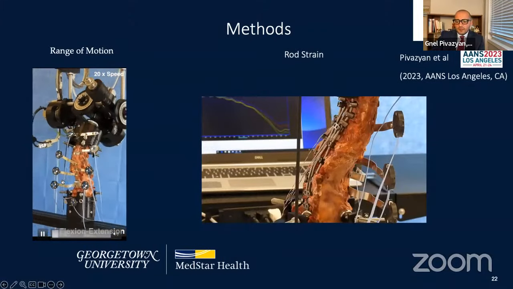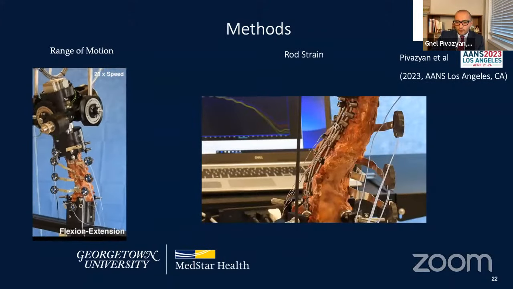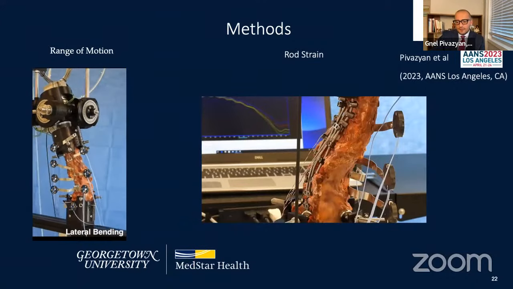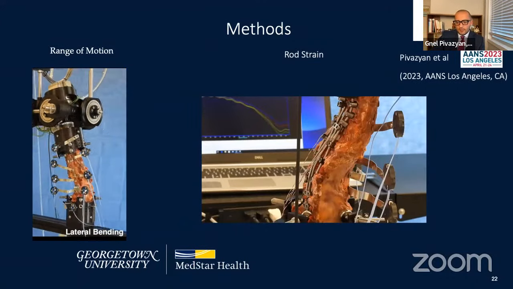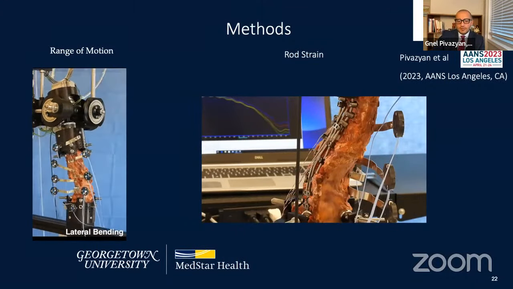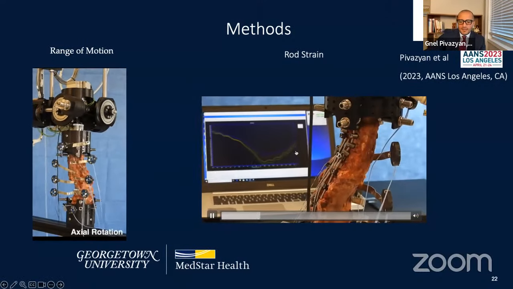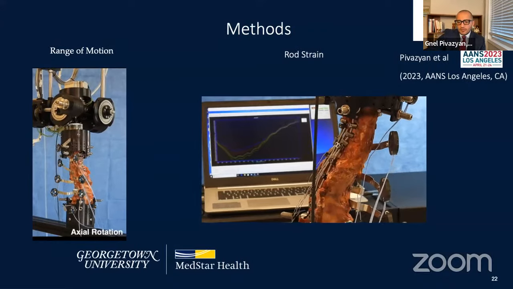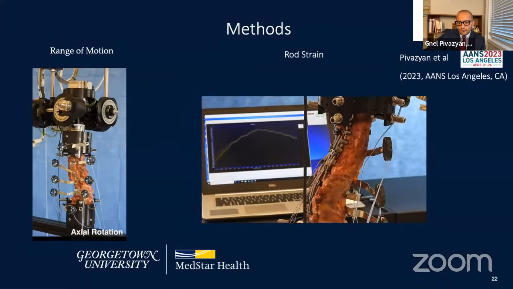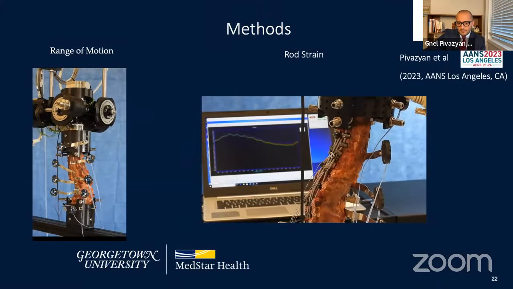On the left side, you're seeing a gimbal apparatus performing flexibility testing on the intact specimen: flexion-extension, lateral bending, axial rotation. The video is at 20x speed. And then here on the right side, you are seeing rod strain measurement as a specimen is subjected to extension and flexion. The screen in the background demonstrates a strain change from negative number to positive number.